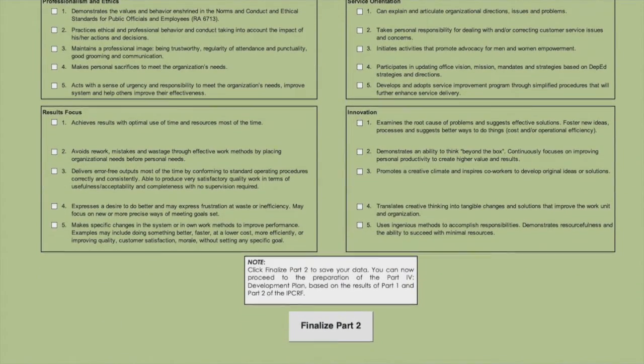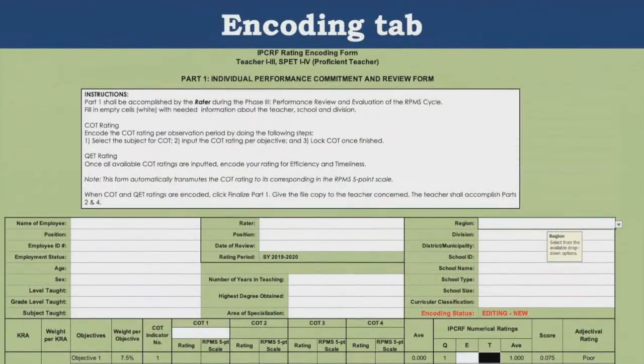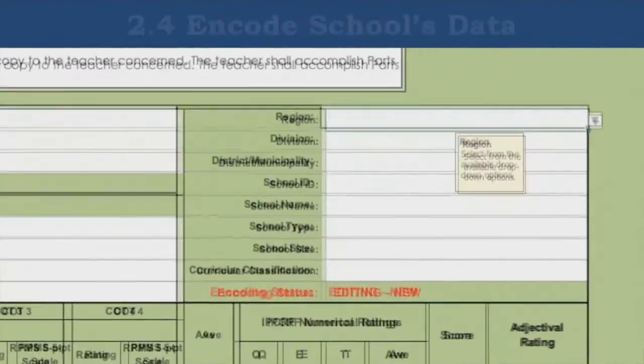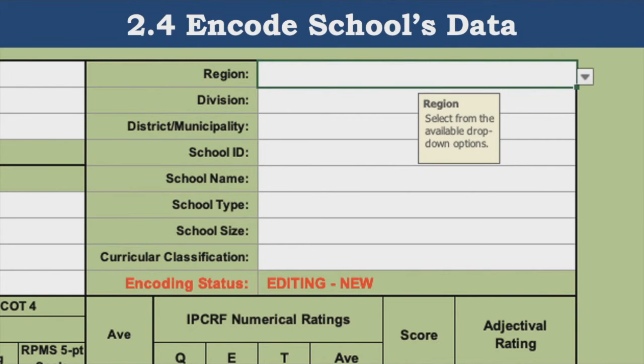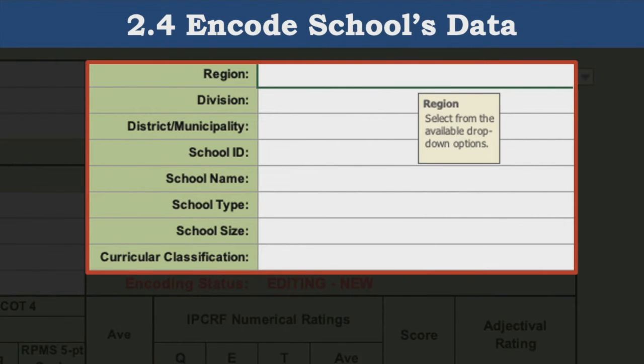Let's go back to the top. Now, let's proceed to the next step, which is encoding the school's data. Here is the part where you need to encode the school's information.